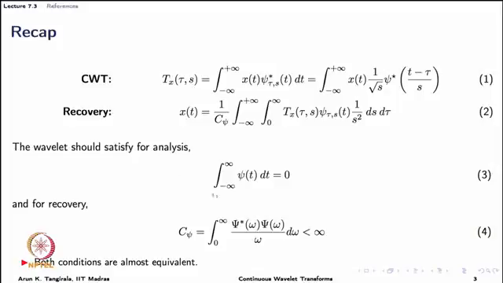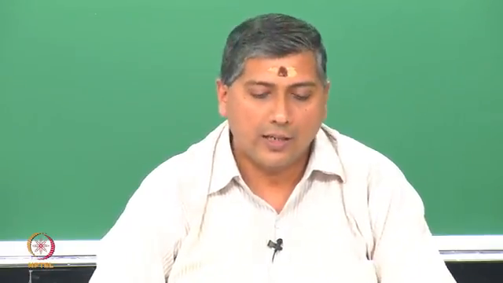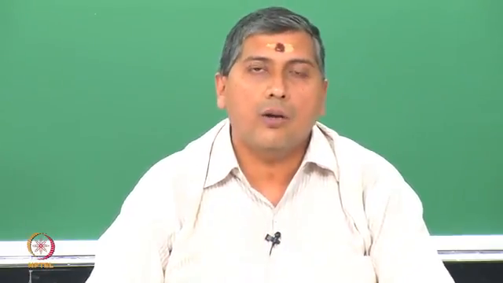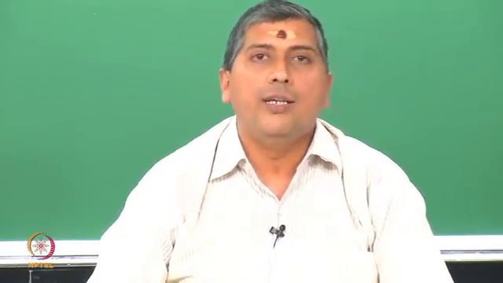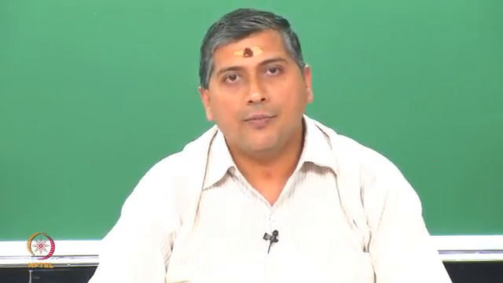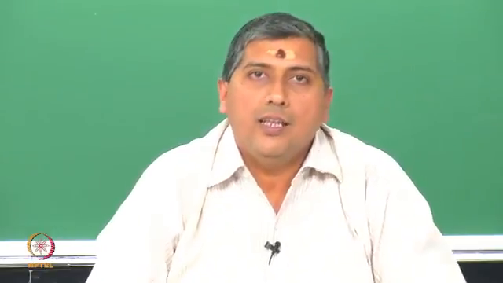Now, both these conditions, that is the one for analysis and recovery, are more or less equivalent, because for C psi to be a finite value, the magnitude square of psi of omega, although I write this as psi star of omega times psi of omega, there is a reason for writing it that way, which will become clear when we talk of inverse CWT in a later lecture. So, the magnitude square of psi of omega should decay faster than omega, so that C psi is constant.